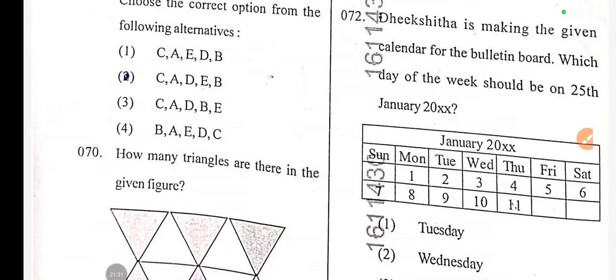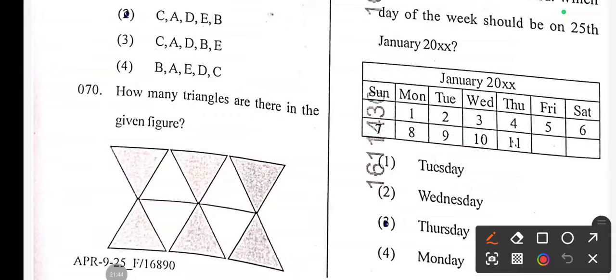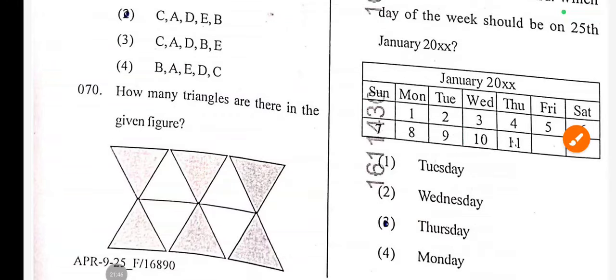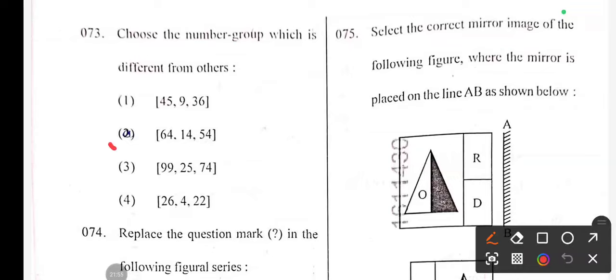Question number 72. Dikshita is making the given calendar for the bulletin board. Which day of the week should be 25th January 2000XX? Answer option 3, Thursday. Question number 73. Choose a number group which is different from others. Answer option 2, 64, 14, 54.